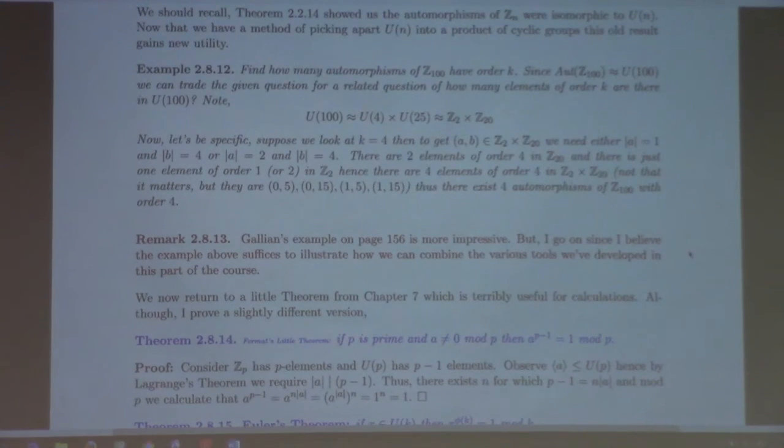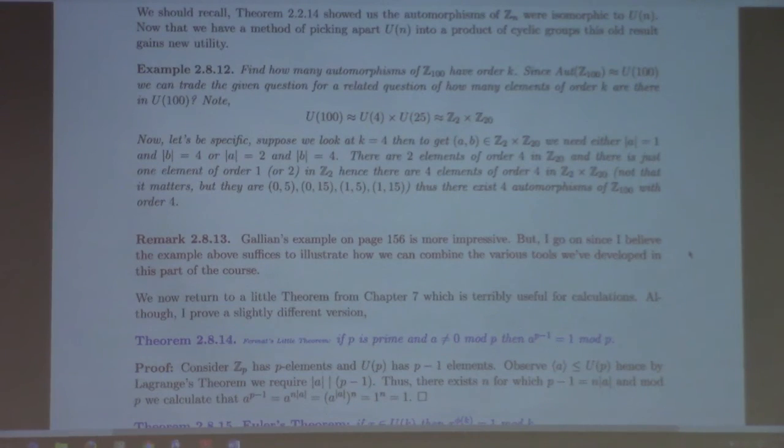All right. There are fun questions you can ask here, like, how many automorphisms of Z100 have order k? In other words, how many isomorphisms from Z100 to itself, when composed with themselves k-fold times, give you back the identity mapping?